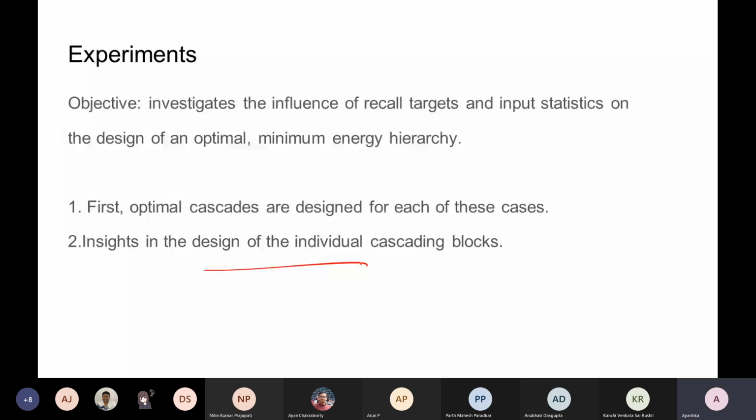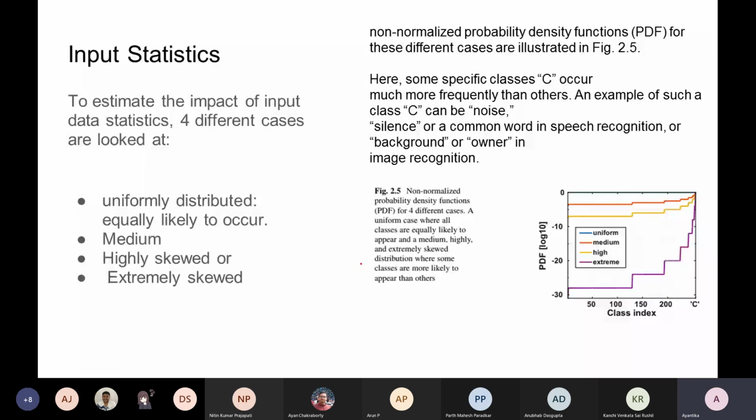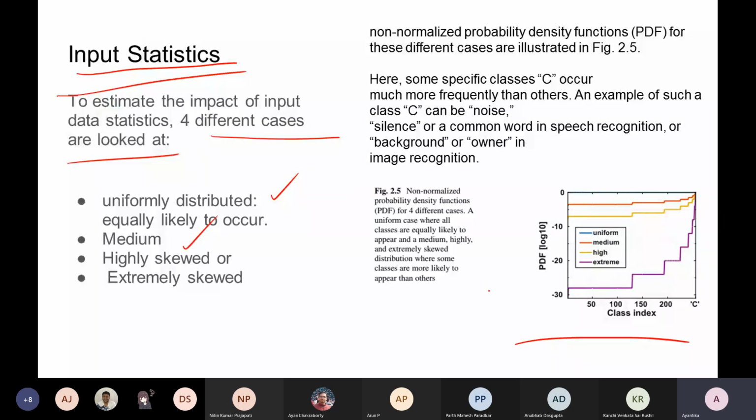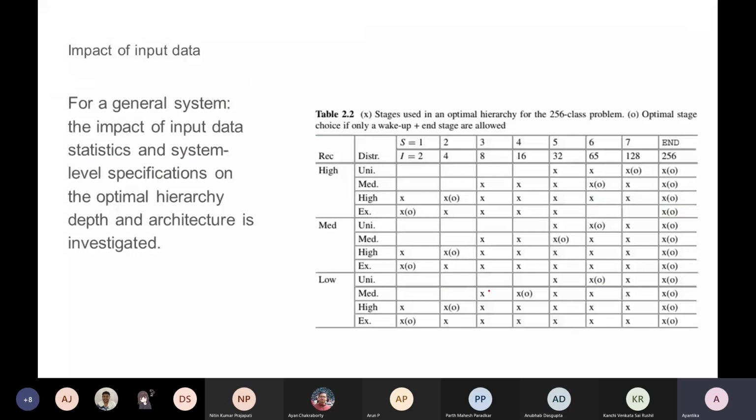Another important factor that was observed is the input statistics. To estimate the impact of input data, four different cases were considered. That means they have actually changed the distribution of the input. They have used some data sets: one is uniformly distributed, one is medium distributed, skewed, and highly skewed. You can see these are the PDFs, I mean probability density functions of those data. But the interesting observation you can find from this table is for these distributions.